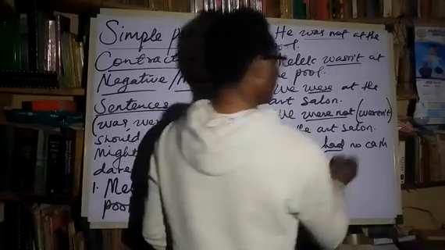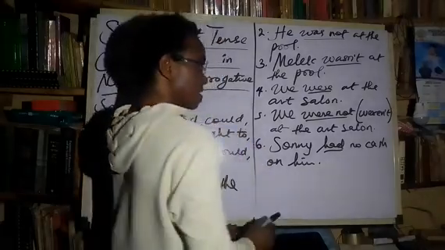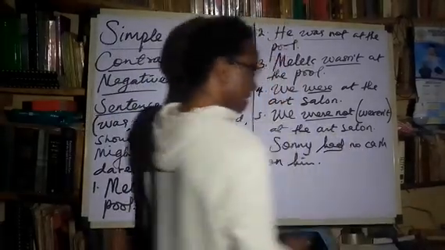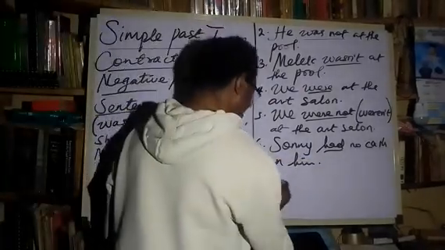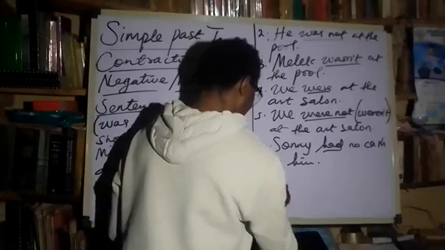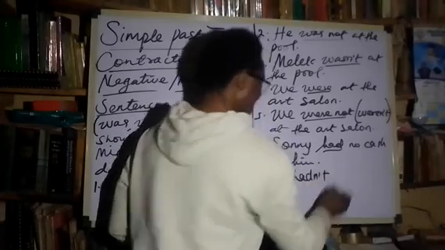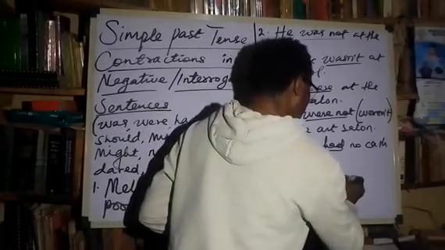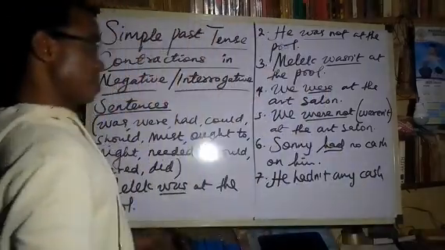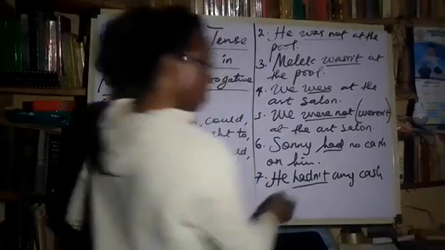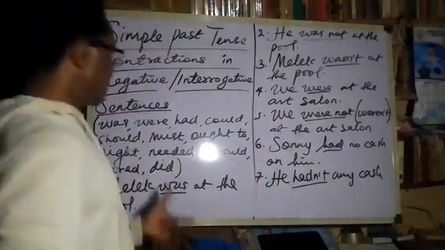Sentence 7 says, Sonny had no cash on him. Sonny had no cash on him is another way of saying he hadn't any cash. Or he hadn't cash on him. He hadn't, but not hadn't. He hadn't any cash on him. So that is a negative.